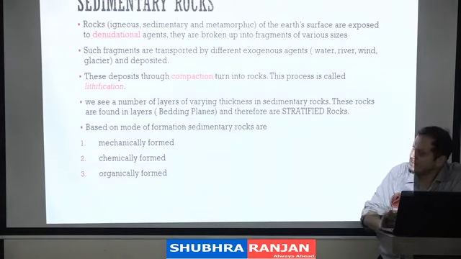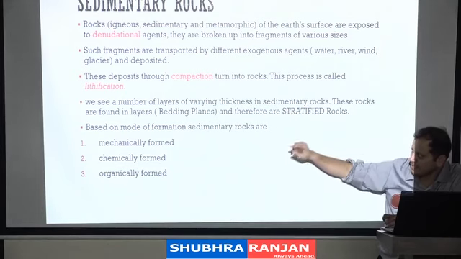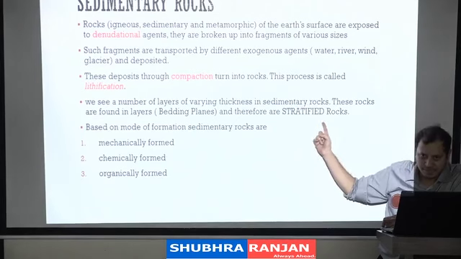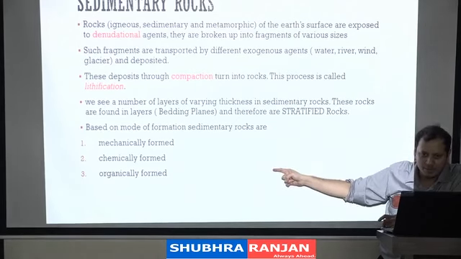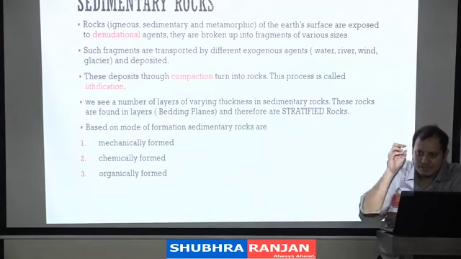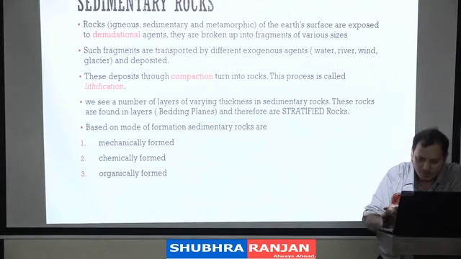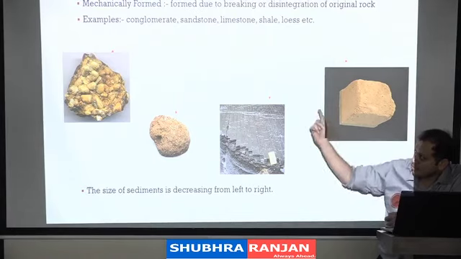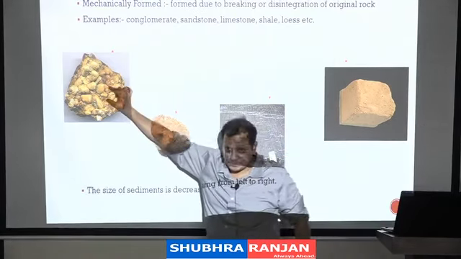Sedimentary rocks, denudational agent, keywords I have highlighted, compaction and lithification. They are found in the bedding planes and therefore they are known as stratified. Three types: mechanically formed, chemically formed and organically formed. Based on this, for mechanically formed, we divide it on the size of the grains from larger to smaller. So on the size of the grains, mechanically formed sedimentary rocks are conglomerates. Conglomerates because the size of the sediments is bigger.